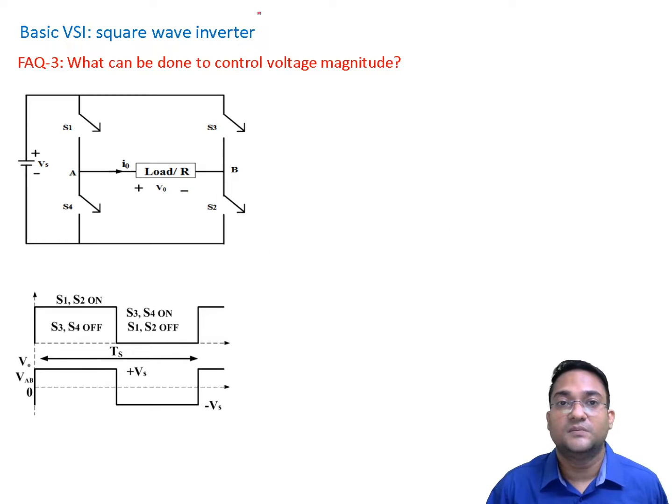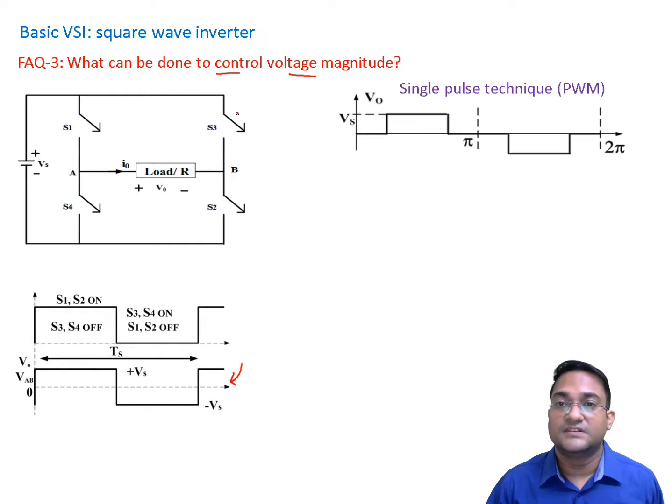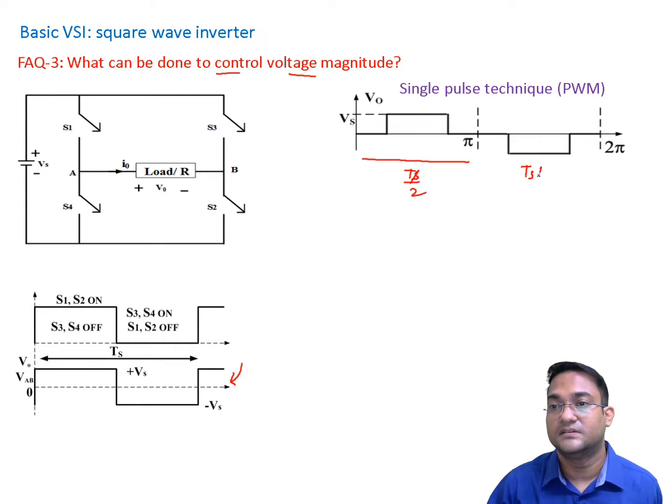Then the next problem was that the output voltage was not controllable, because ultimately we were getting a square wave at the output terminal whose magnitude is fixed, so you cannot control the output voltage. So is there any way by which we can control the output voltage? One strategy is, this is my TS by 2 period, and this is TS by 2, so entirely it will be TS. Instead of applying a positive voltage for the entire TS by 2, you apply it for some duration, and for the remaining duration you apply 0 voltage.